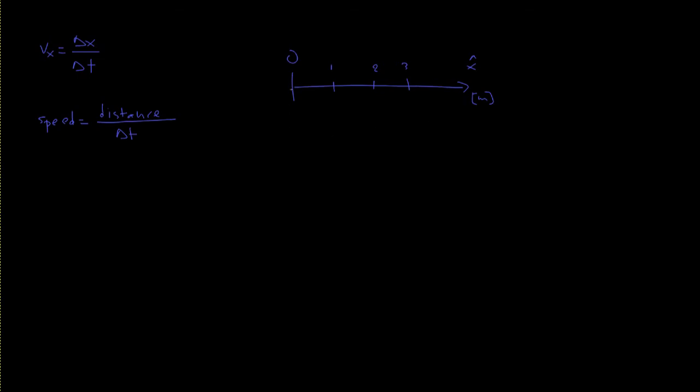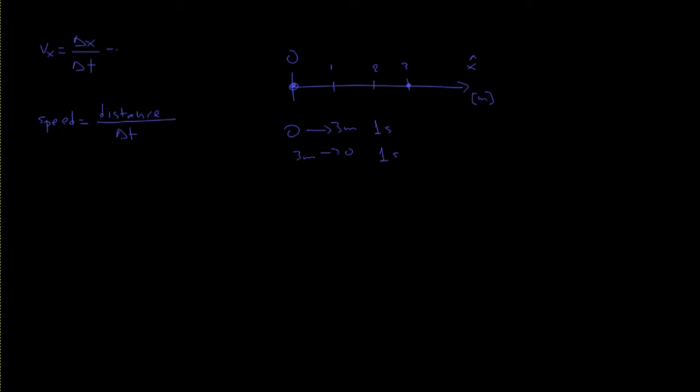Now let's say that I start from here, and then I go in once. It takes me 1 second to go to x equals 3, and then it takes me another second to go back to x equals 0. So from 0 to 3 meters it takes me 1 second, and then from 3 meters back to 0 it takes me another second.